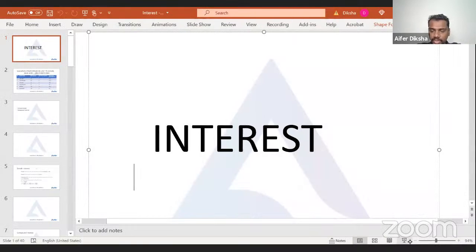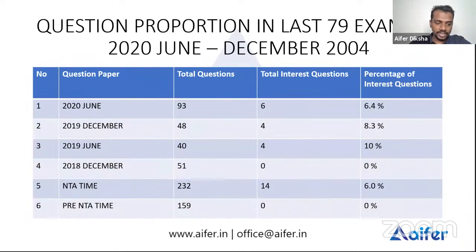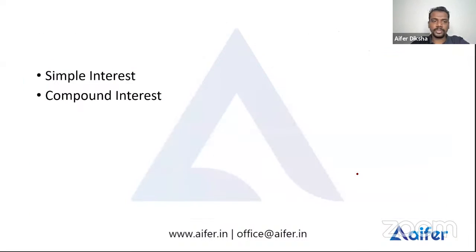Interest. We are going to discuss the topic interest and discounting. I'm just showing you which are the areas you have to focus on, that's why I show you the percentage. We have interest, simple interest and compound interest. In the last term, out of 93, we have 6 questions. In the entire period, around 6% of the questions are from interest. So we'll be discussing interest.